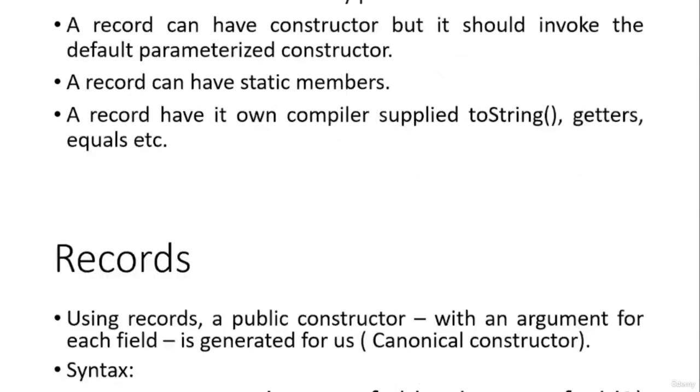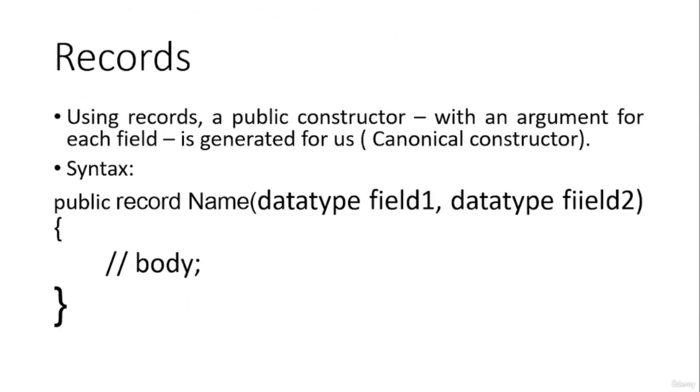Now let us discuss some more features of records. Here is the syntax for declaring records: the record keyword followed by the record name, followed by parentheses in which you declare each field one by one. Records have one more feature, which is that they can have static methods. So you can declare static methods inside a record. That is it for this theoretical session on records. Now let us see some programs based on records.